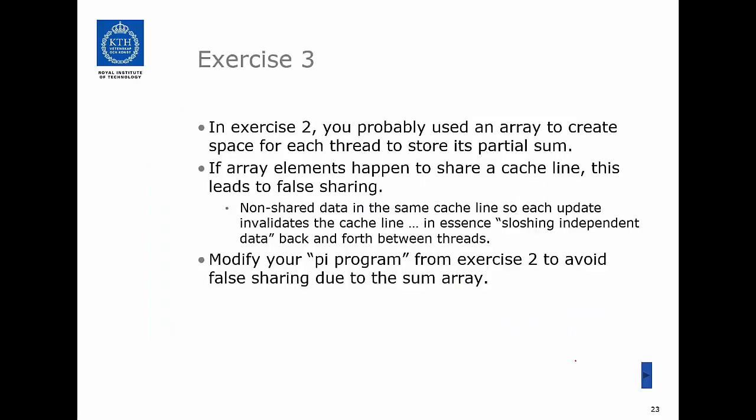Now you need to do an exercise again. Probably you used an array to create space for each thread to store its partial sum. Now this can lead to false sharing. What you should do now is to modify your pi program from exercise 2, using the critical or atomic construct to avoid false sharing due to the sum array, and instead use some other method for getting the end result.